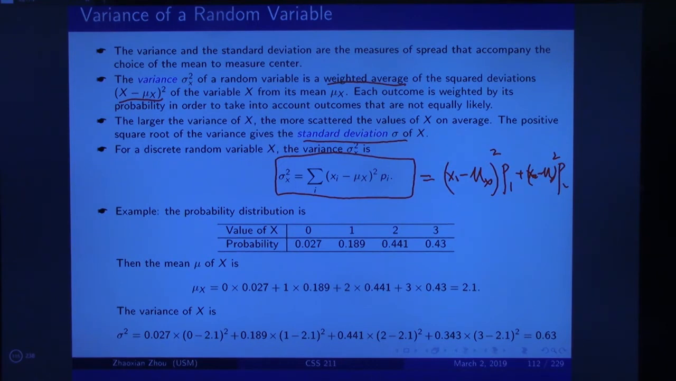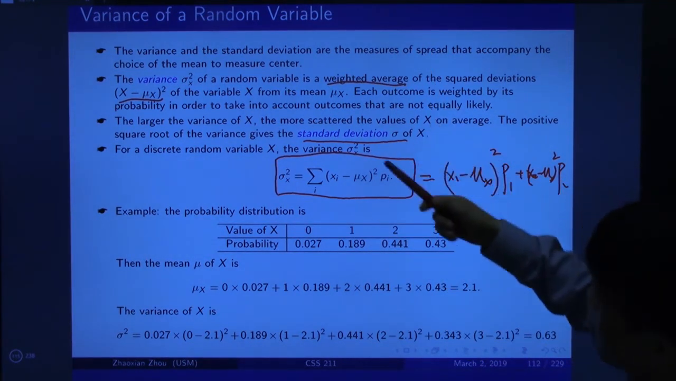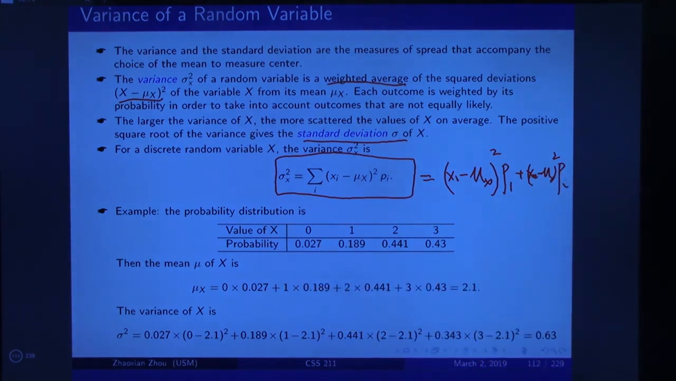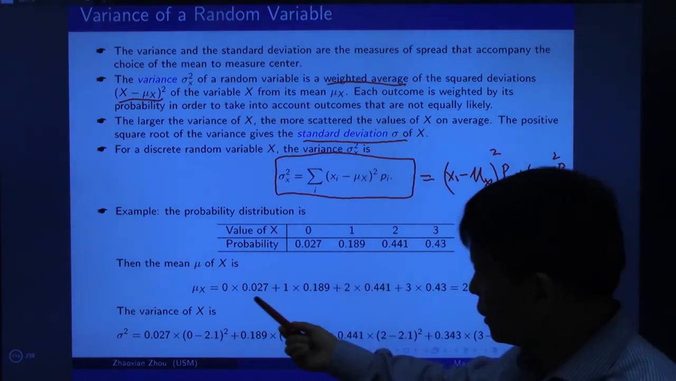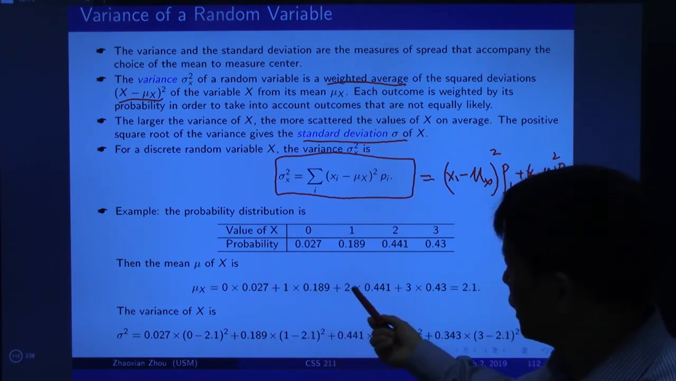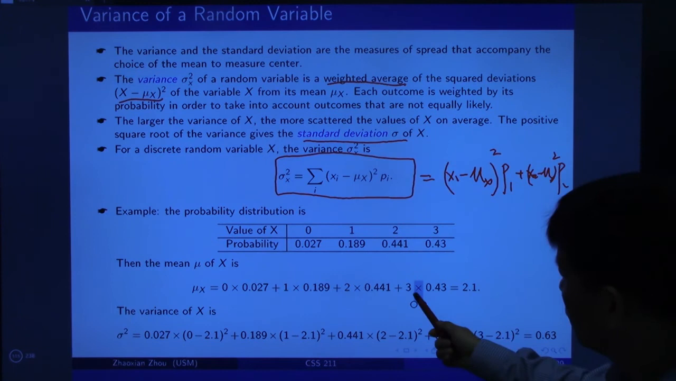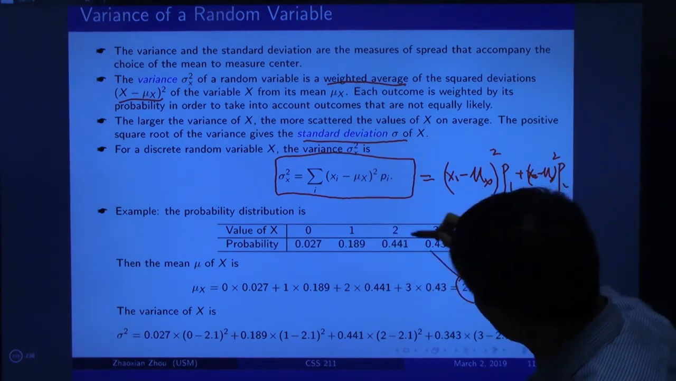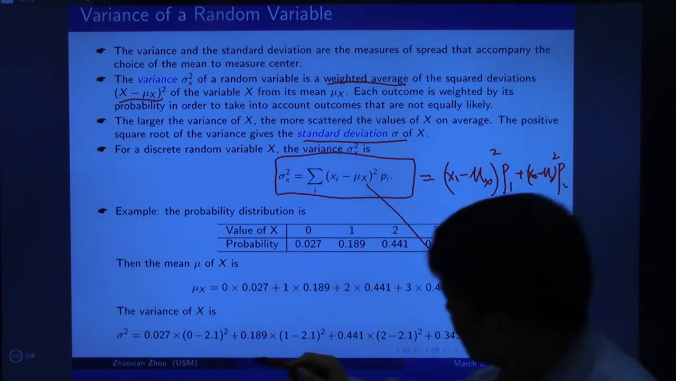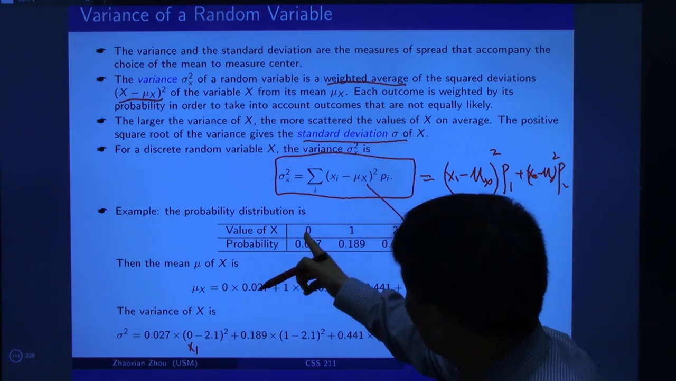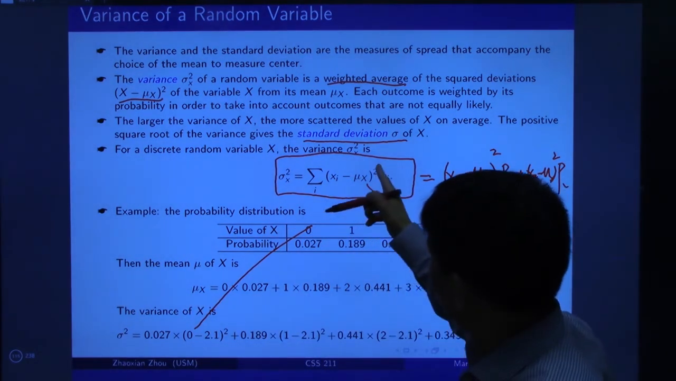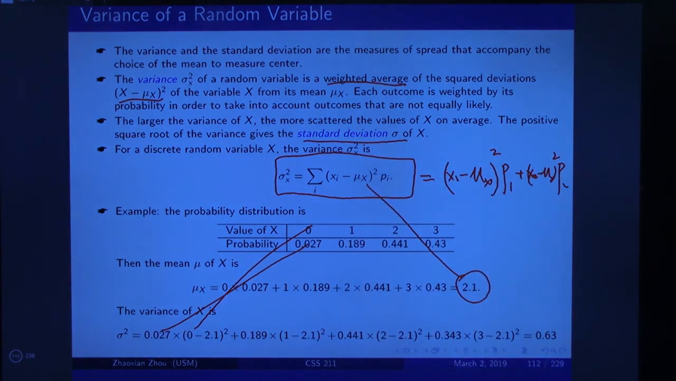Here is an example. The probability distribution is this. We discussed this in the previous slide. The possible values for x are 0, 1, 2, 3, with the corresponding probabilities shown here. We already know how to calculate the mean of x, which is x1 times p1 plus x2 times p2, x3 times p3, x4 times p4, and that equals 2.1. We already know that from the last slide. And the variance here: this is mu x, which we already calculated. So x1 is here, minus 2.1, then squared, then times p1. So that's the first term.